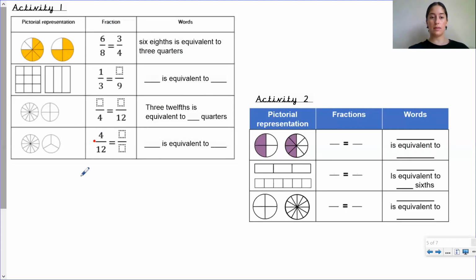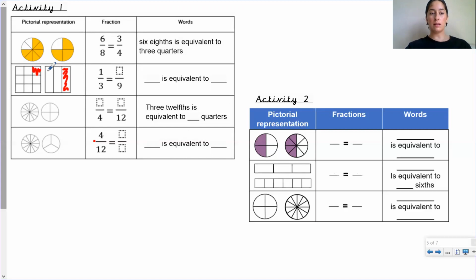Okay, let's do one together. So, let's look at this one. It says 1/3 is equal to something over 9. So, which one represents thirds? This one, because it's divided into 3 equal parts. Now we want 1/3, so I'm going to shade 1/3. And I want to know how many ninths 1/3 is equivalent to. Well, I can see that 1/3 goes all the way down. So, is 1/3 equivalent to 1/9?